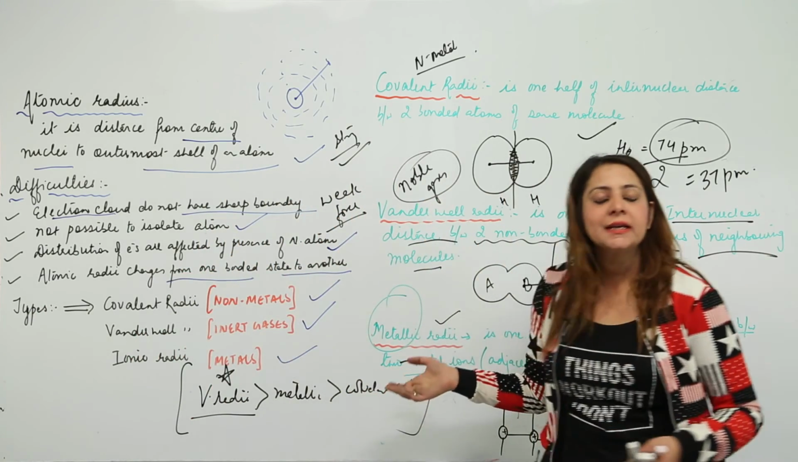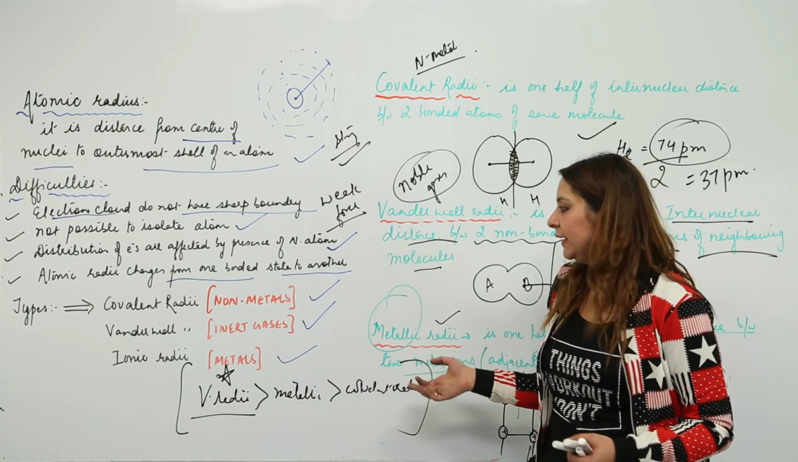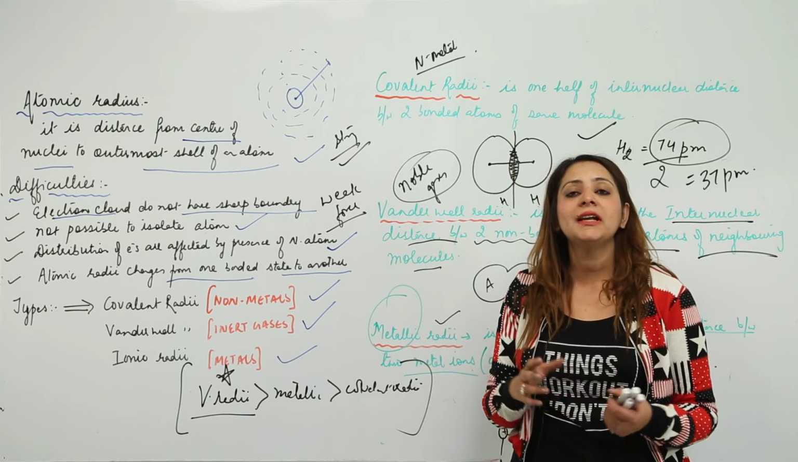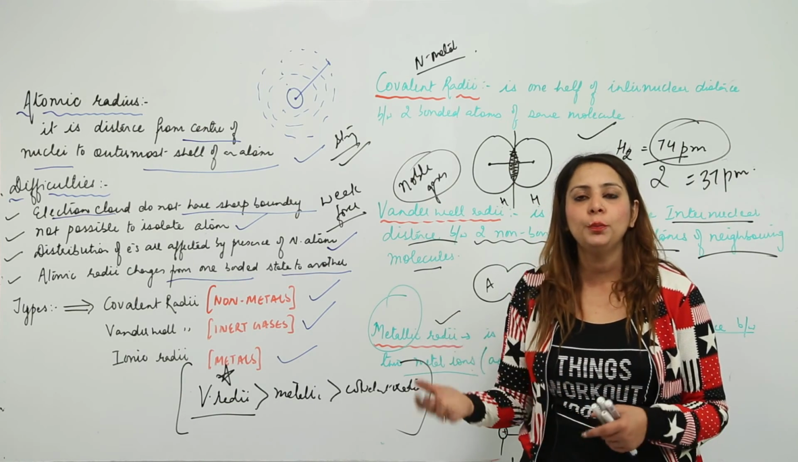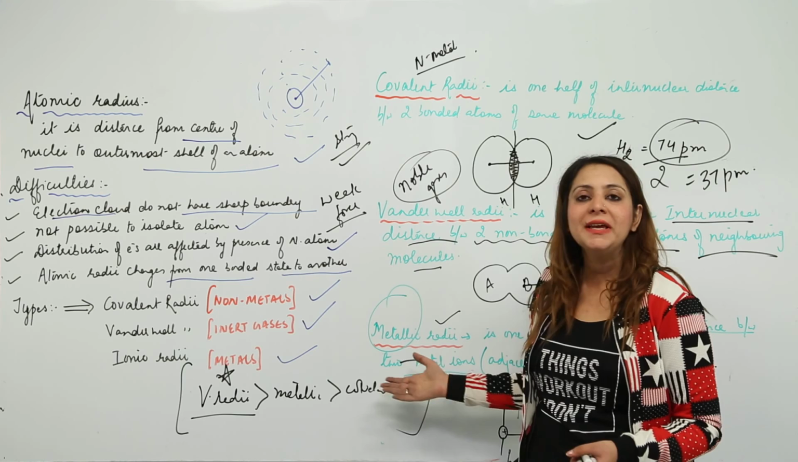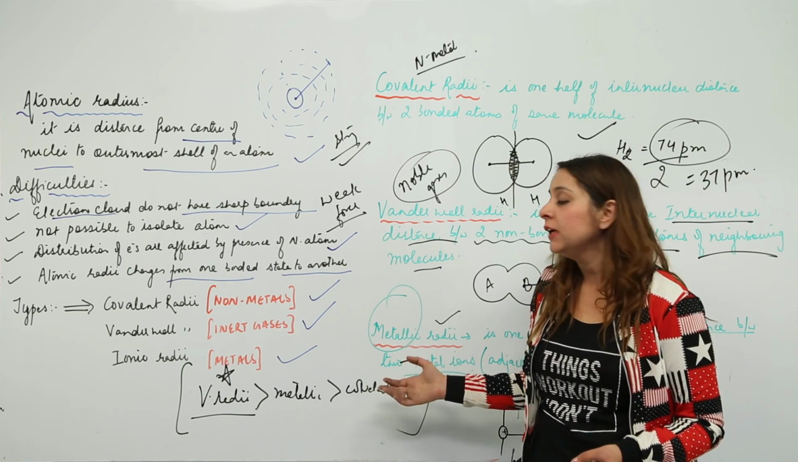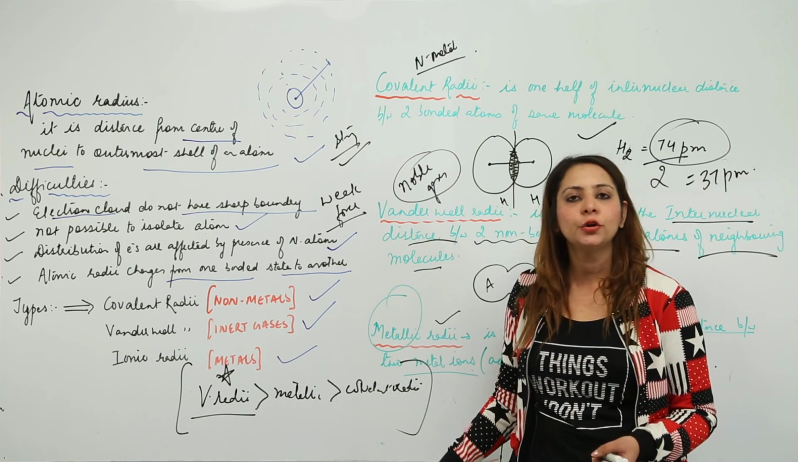So these are, you can say, the basic atomic radii. Now we are going to discuss how these radii change along a group or period. So this is all about the basic atomic radii. Now we will be discussing how they vary along group and period.